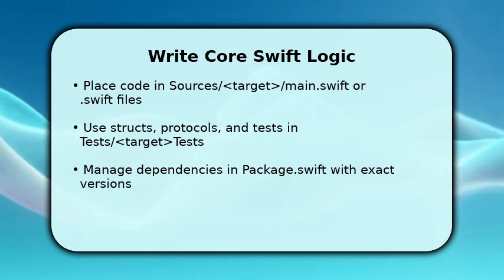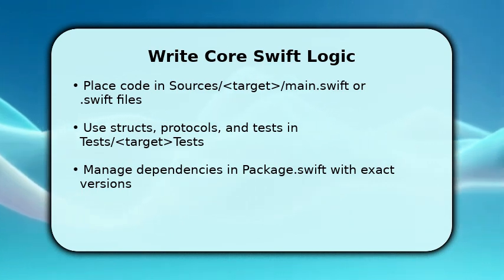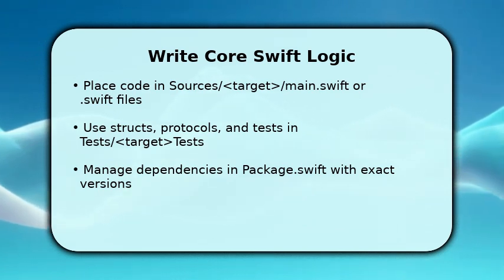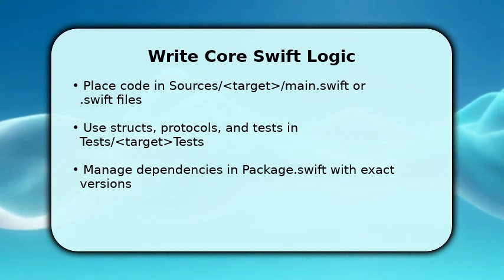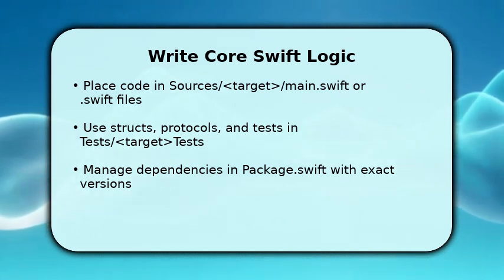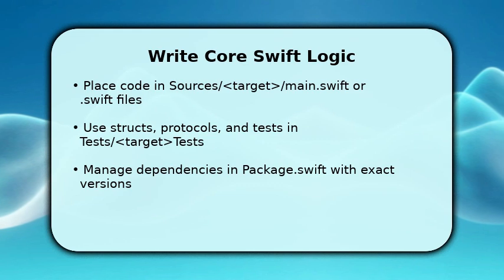Then modify Package.swift to add dependencies and set exact versions or compatible ranges. This ensures reproducible builds. When done, build and run with swift build and swift test locally, so you catch compile or runtime issues early and iterate quickly.